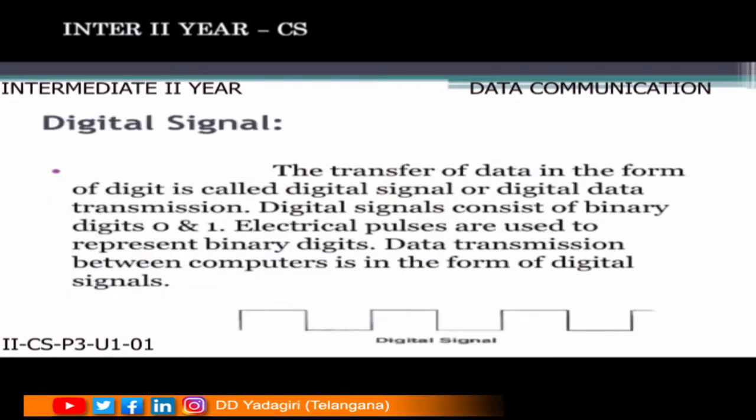The second type of signal is digital signal. The transfer of data in the form of digit is called digital signal or digital data transmission. Digital signals consist of binary digits 0 and 1. Electrical pulses are used to represent binary digits. Data transmission between computers is in the form of digital signals.